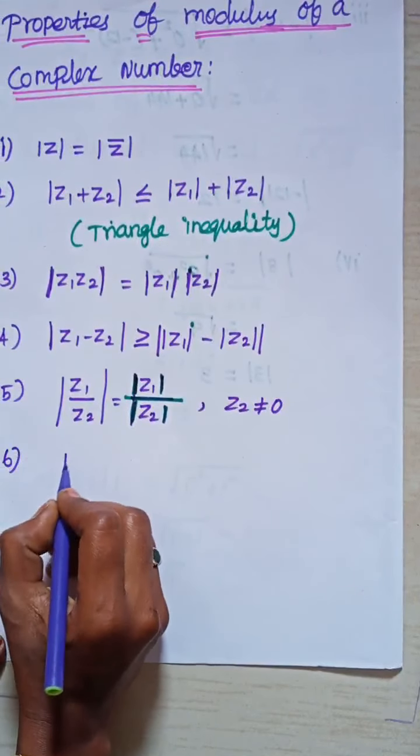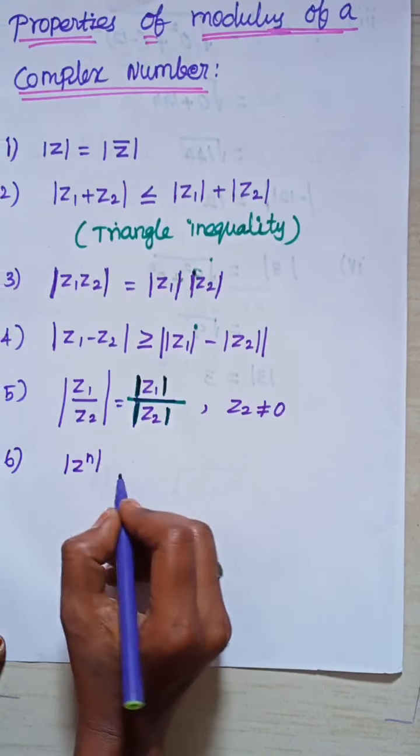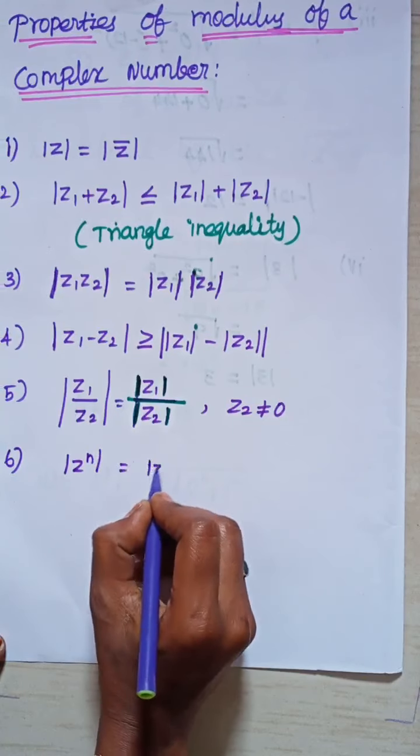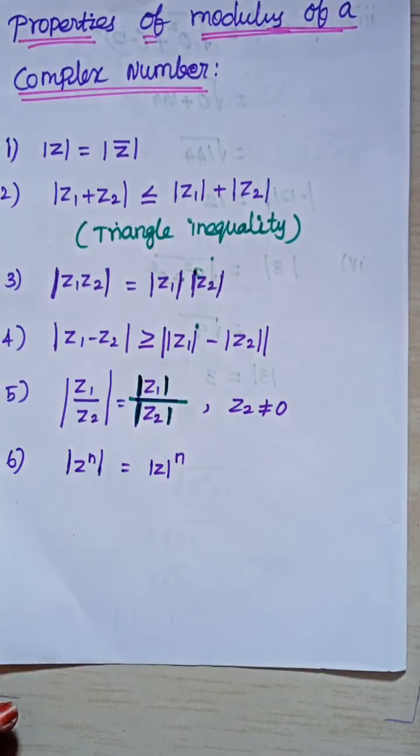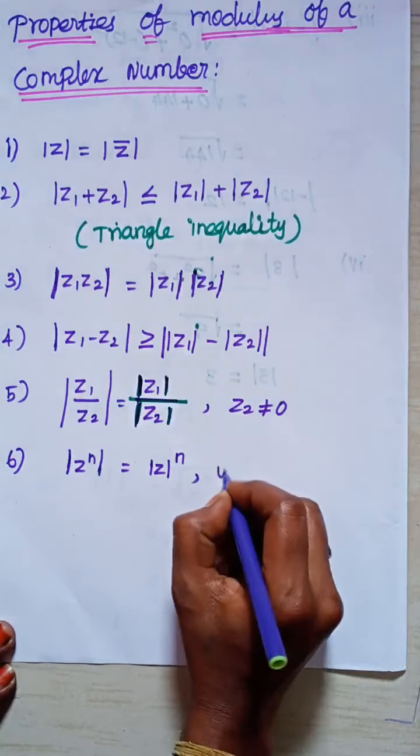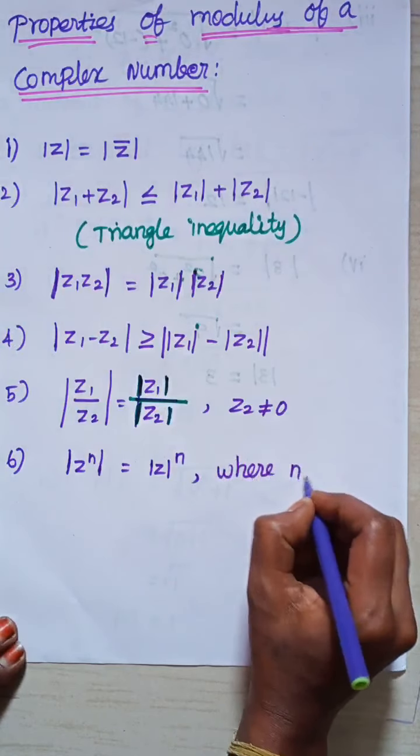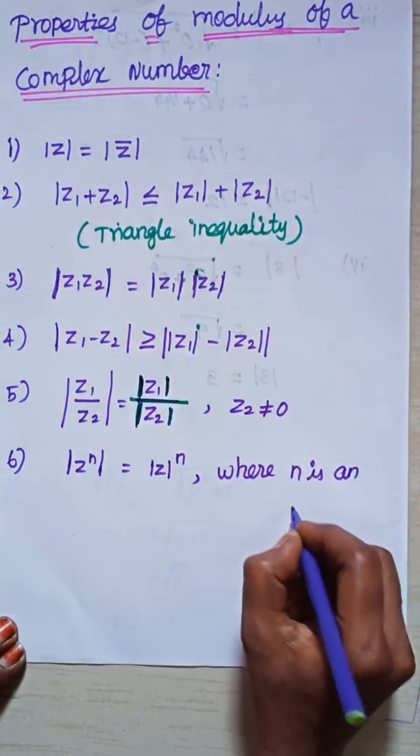And the sixth property, modulus of z to the power n is equal to modulus z the whole to the power n. Like the whole bar term, as usual, the same property. Here n is an integer.